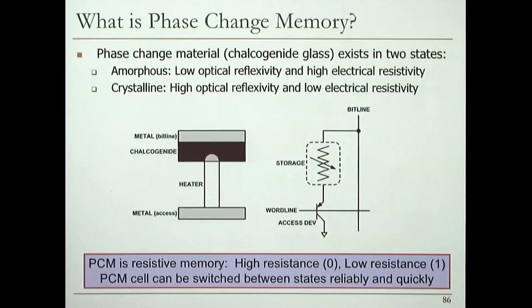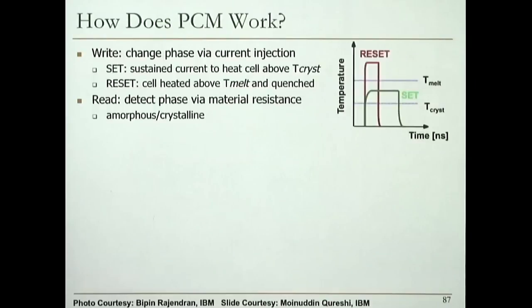Okay. This is what the thing looks like. Basically, you have some chalcogenide glass over here, and then you have a heater. And by heating the material in a controlled manner, you can change the states between amorphous and crystalline. And I'm going to talk about that heating very briefly. But basically, a PCM cell that looks like this can be switched between states reliably and quickly. And just like any storage device, you can control it with a word line and a bit line. You can connect that storage device to a word line and a bit line.